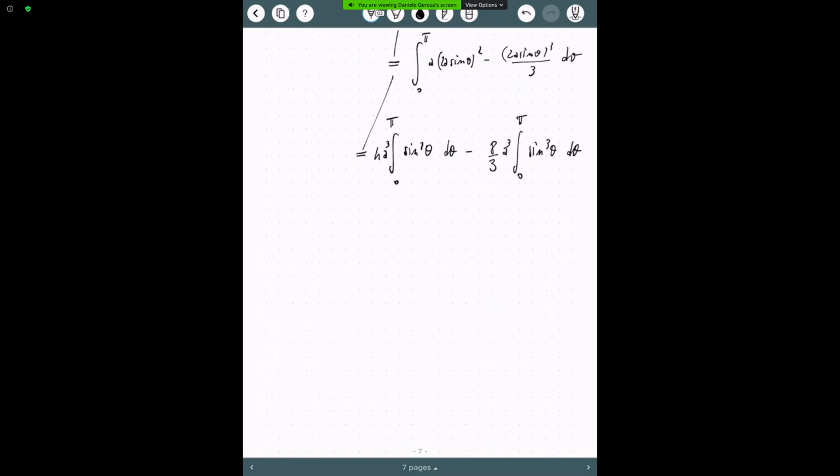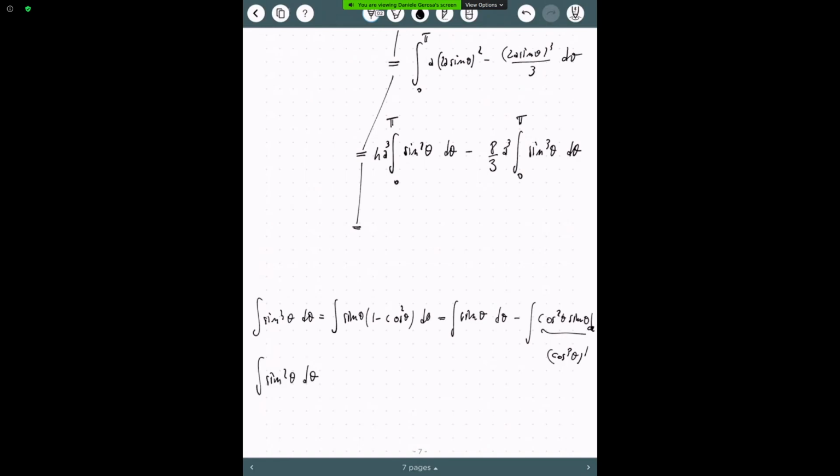Okay, I guess the way to go here is, let me see. Sine to the power of 3, I don't want to do all the computations here, because we have done that so many times. Sine to the power of 3 theta d theta is equal to sine theta times 1 minus cosine squared theta d theta. And this is sine theta, which you can integrate, minus cosine squared theta sine theta. You can integrate that also, because this is the derivative of cosine to the power of 3 theta, with a minus maybe. Now, when you have a square, I guess the way to go here is to use double angle formulas.